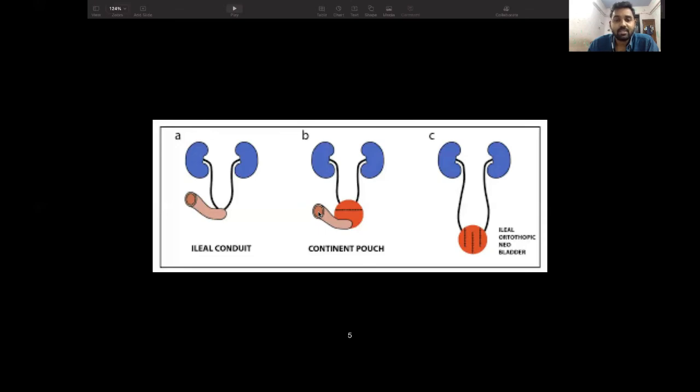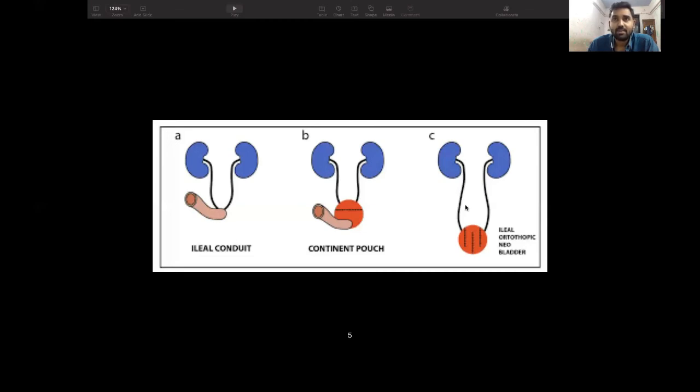The difference between type A and type B is that type A is non-continent, but type B is fully continent. That is, it doesn't dribble urine all the time, but only at the appropriate and correct time. And type C is orthotopic neobladder. As I told you, the word orthotopic means in its natural position.